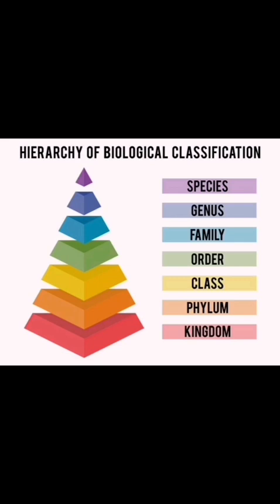Remember that humans fall under the kingdom Animalia. Our phylum is called Chordata, class is Mammalia, and then order is Primates. Our family, we fall under the Hominidae family. Our genus is Homo, and our species is called sapiens.